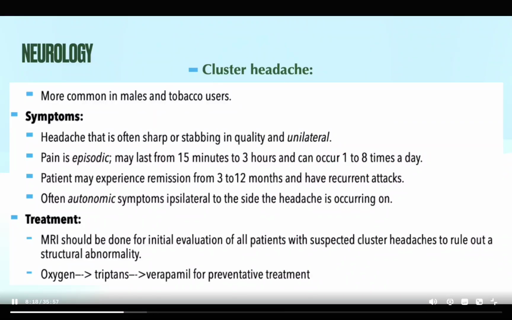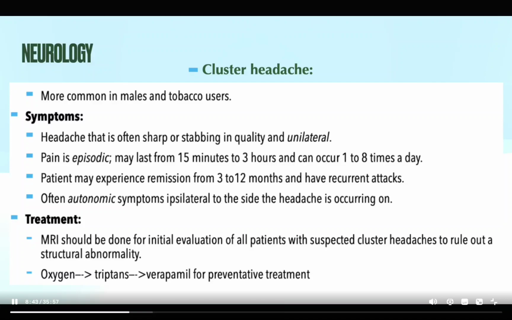All right, so let's talk about the different types of headaches. First up, let's talk about cluster headaches. These headaches are often sharp or stabbing in quality, and they are unilateral. Remember this because cluster has a U in it for unilateral. A classic core feature of cluster headaches is their episodic pattern. They happen in clusters, hence the name.